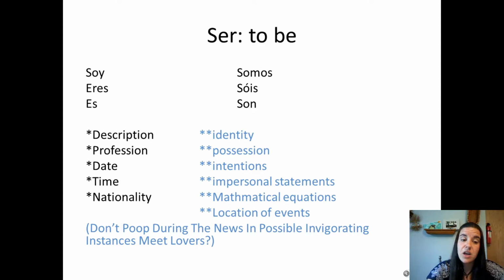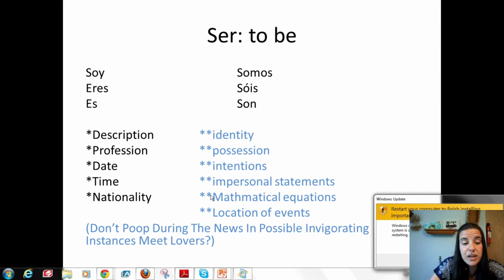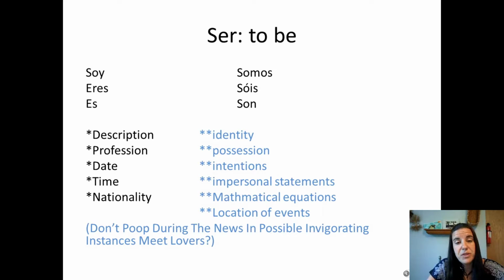So I've always taught "don't poop during the news" as the way to remember the rules for ser. And then I'm going to add these new rules. So I came up with "don't poop during the news, impossible, invigorating instances, meet lovers." You are more than welcome to come up with your own sentence if that will help you, something that will help you remember all these rules for ser, or you can use mine, or you don't have to remember a sentence, just know when to use ser. The rules, I think, also make a little bit more sense when you see them in context.